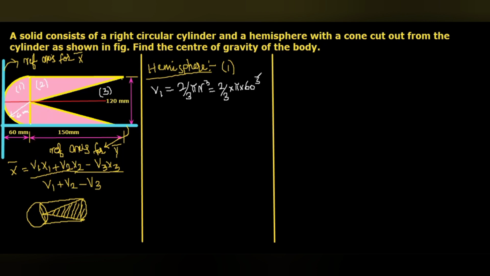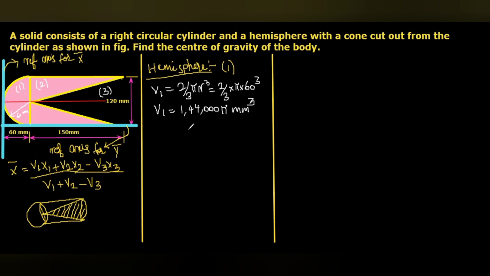Then by simplification, we will get the value of V1, that is 1,44,000 in terms of pi mm cube. You can substitute the value of pi 3.14. Further simplification also we can do.